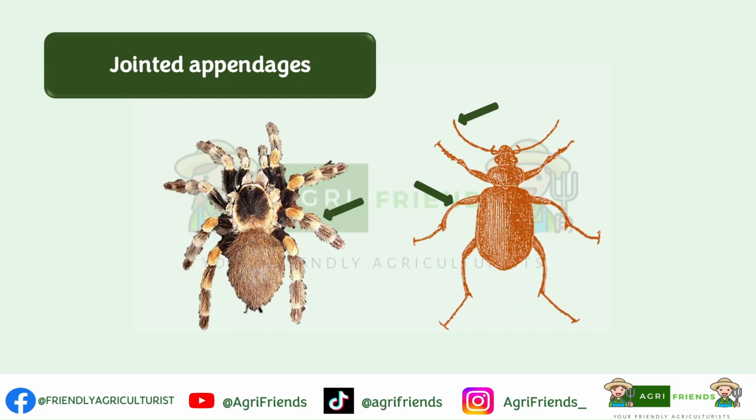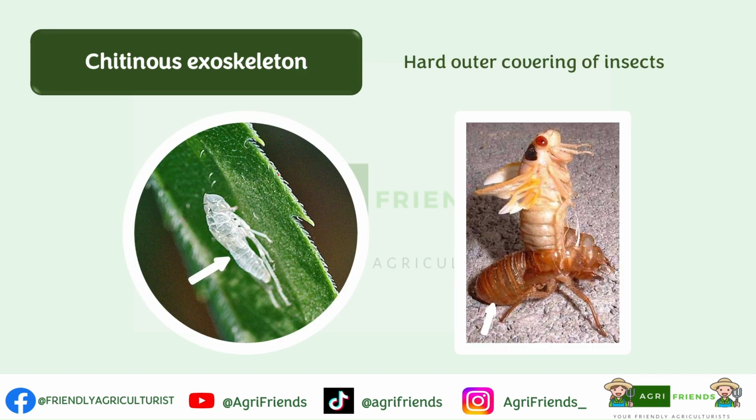And based on the definition of the arthropods, they have jointed appendages. Jointed meaning they can bend it due to the presence of joints. And these appendages include antennae, mouthparts, and legs. They also have a chitinous exoskeleton. Exoskeleton is the hard outer covering of the insect. And chitin is a major constituent of that exoskeleton. It is a complex polysaccharide.